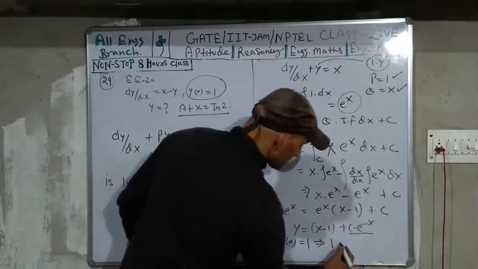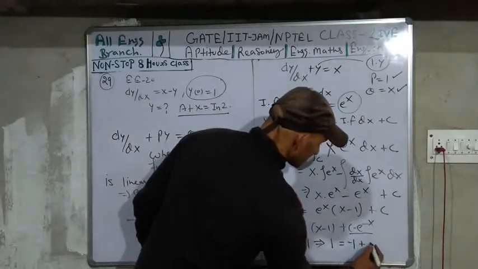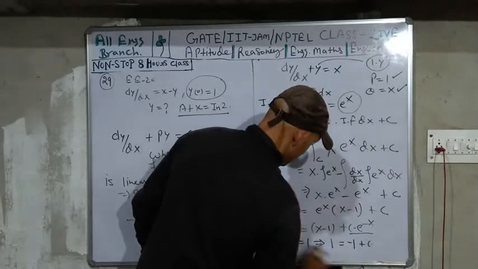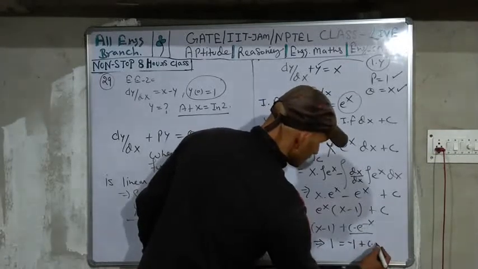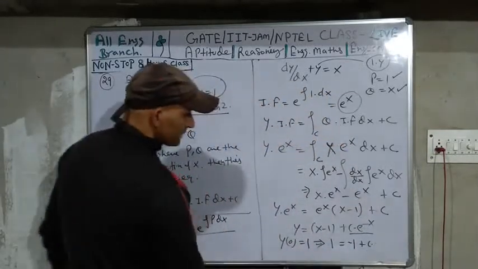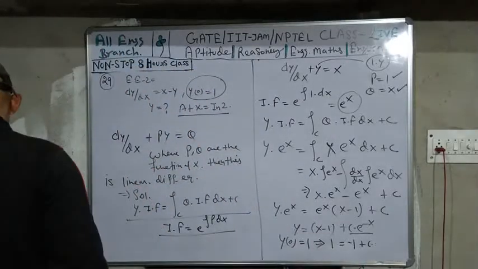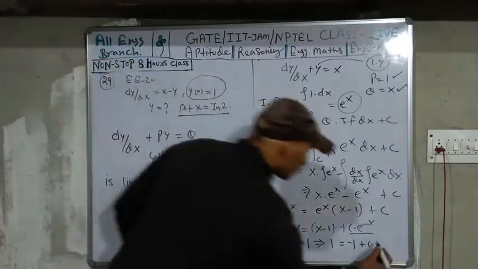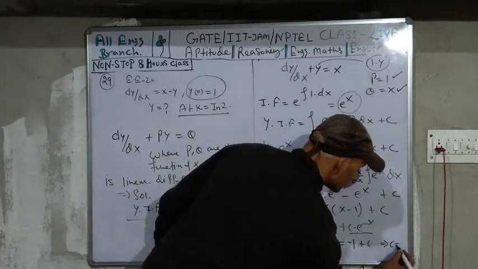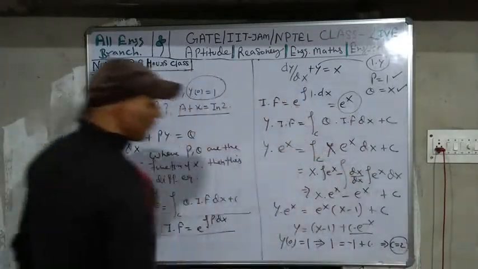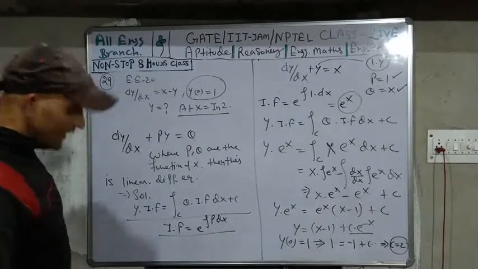x is equal to 0 means minus 1 plus c into, and for x equal to 0, e to the power 0 is equal to 1. So c is equal to 1 plus 1, which is equal to 2. So your c is equal to 2 in this condition. So now put the value, then you will get the result.